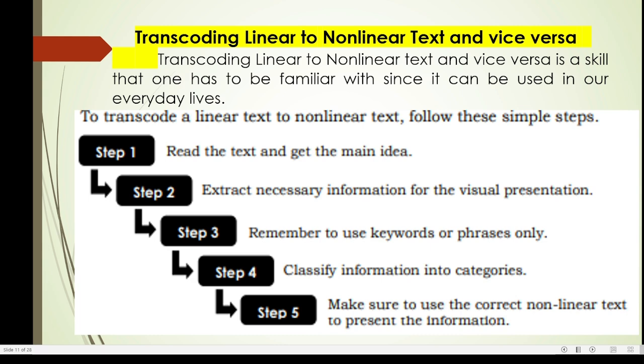Now, here's how you can translate linear to nonlinear text by following these simple steps. Step 1. Read the text and get the main idea. Step 2. Extract necessary information for the visual presentation. Step 3. Remember to use keywords or phrases only. Step 4. Classify information into categories. And the last step, Step 5. Make sure to use the correct nonlinear text to present the information.